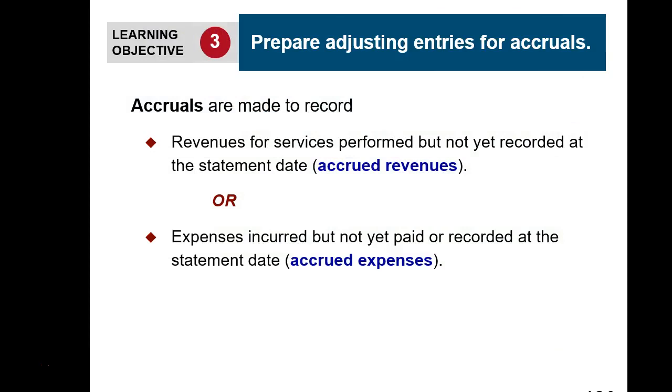Let's talk now about what's called accruals. Accrued revenue or accrued expenses. Accrued revenue means that the revenue for services has been performed but not recorded on the accounting records as of yet. So we've actually earned the revenue, but we have not recorded the transaction yet into our accounting system. When you have an accrued expense, it means the expense has already taken place. However, we have not paid the expense yet, nor has the expense been recorded.